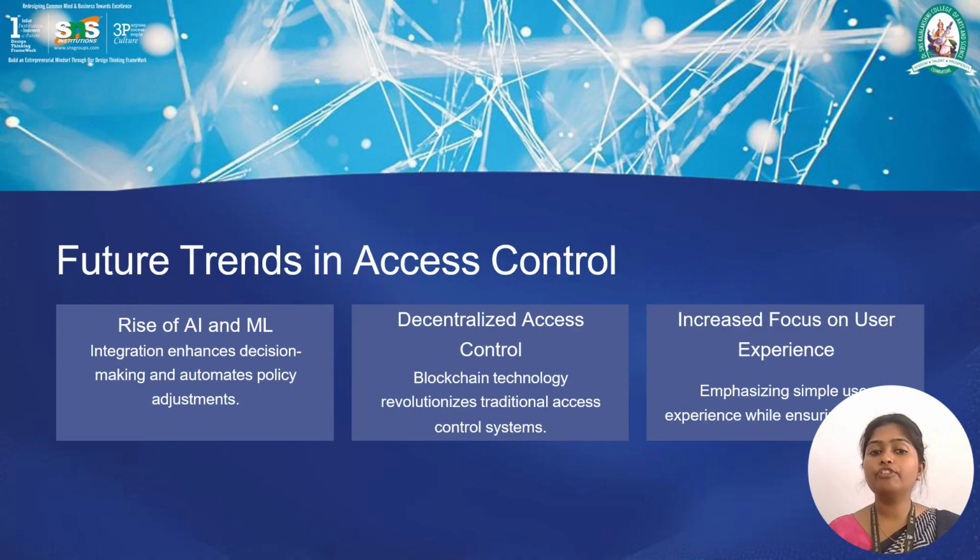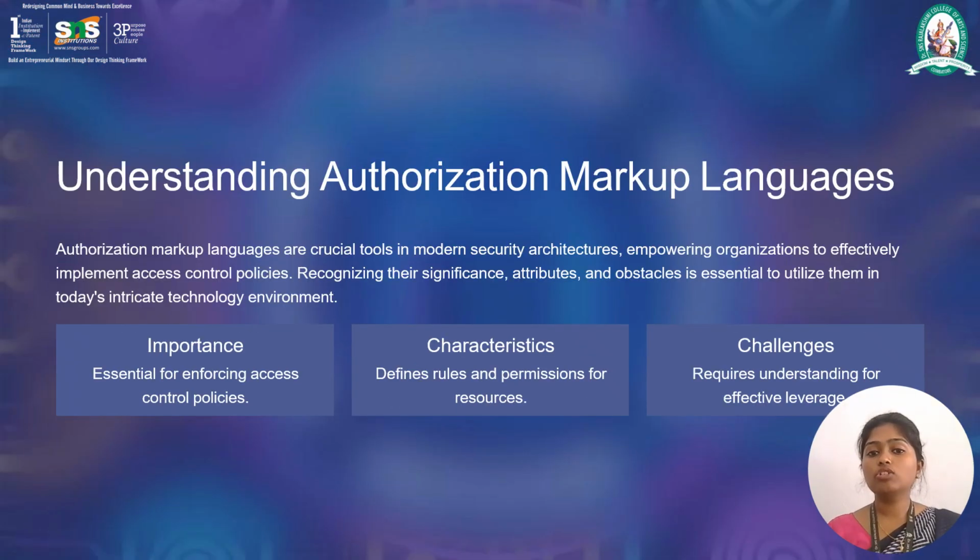So this is the future trend in access control. We are already using AI and ML in the current generation. In the future, we will enhance the use of AI and ML in the authorization markup language, with decentralized access control and increased focus on user experience. To understand authorization markup language, these are the three important things: characteristics and challenges.